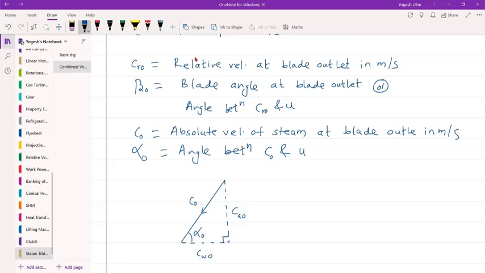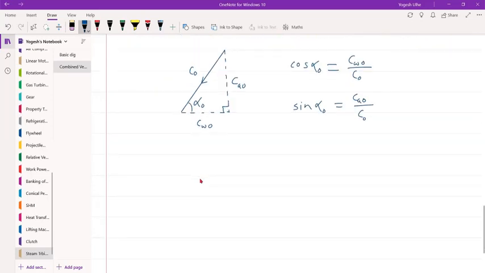Now this CO, guys, everyone try to have a look here. This CO has what, guys? Outlet velocity. CO has two absolute components. Okay. So guys, if you write down cos of alpha O, cos of alpha O is equal to CWO upon CO. And if you write down sine of alpha O, it is equal to CAO by CO. Okay, are you getting my point?